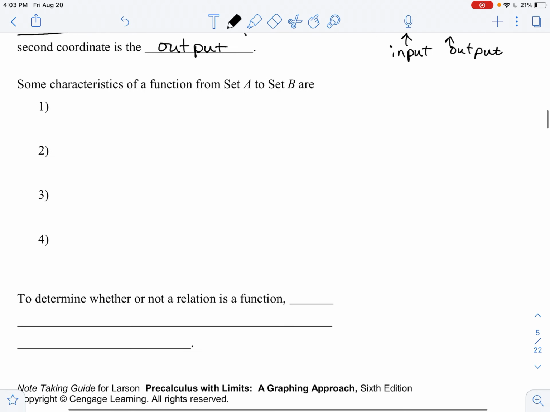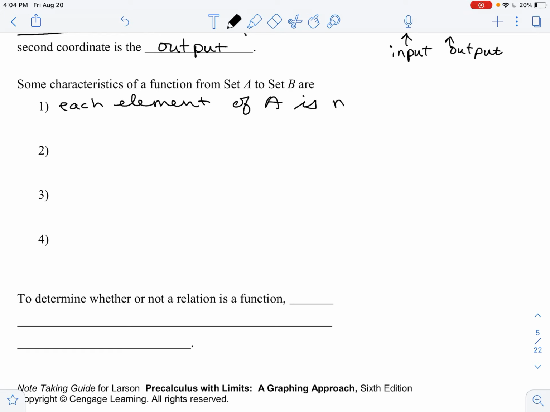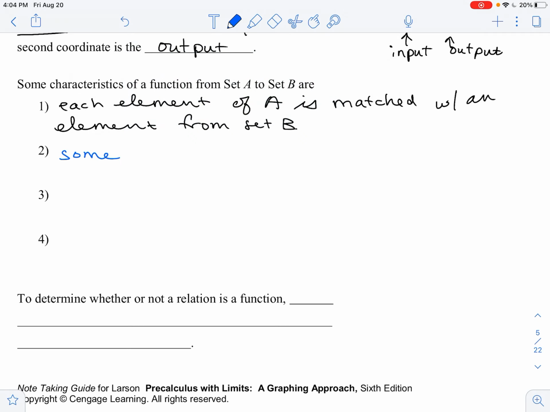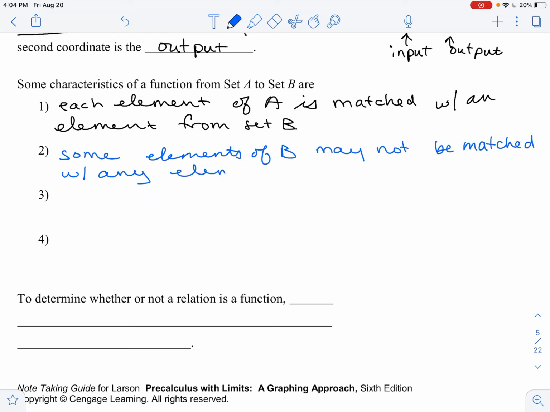So here are some characteristics of a function from set A to B. The first one is that each element of set A is matched with an element from set B. The second characteristic is that some elements of B may not be matched with any element of A.